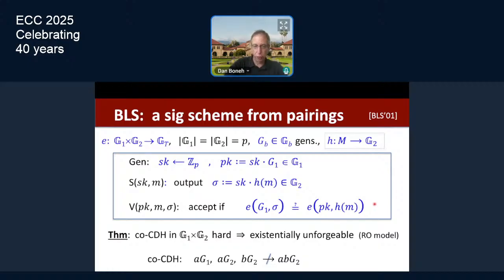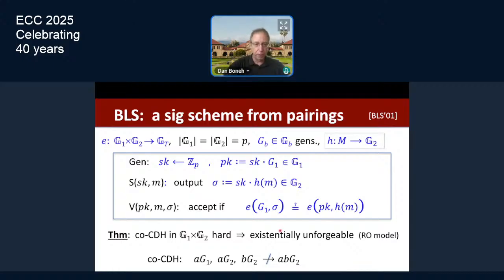And it's not even that difficult to prove that it's secure. The security is based on what's called the co-CDH assumption, the co-computational Diffie-Hellman assumption in this product of groups. If this assumption holds, then we can prove that the scheme is existentially unforgeable, at least if we assume that we're in the random oracle model. I wrote down what this co-CDH assumption is. The reason for the co is that the normal CDH assumption would only use a in G1 and b in G2. Here we need the value a both in G1 and in G2. So we call that a co-CDH assumption.